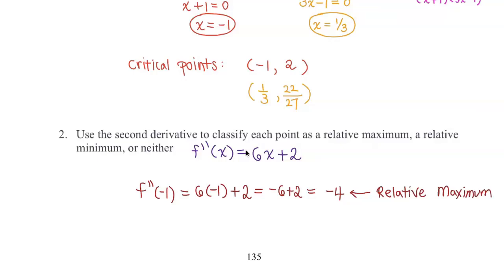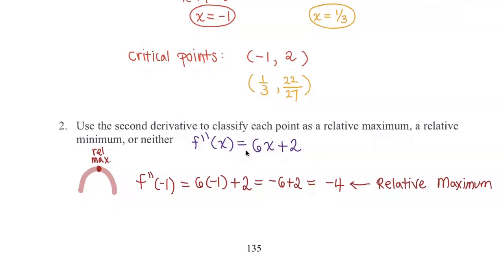Why? Look, because negative second derivative is concave down. That's the graph of a concave down. And in a concave down graph, we have a max, relative max right there, okay?